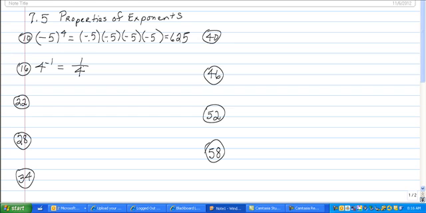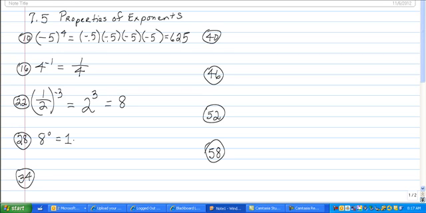22, we have 1/2 to the negative 3. Again, the negative exponent means take the reciprocal and raise it to the positive power, so we have 2 to the 3, which would be 8. In 28, we have 8 to the 0. By definition, any number other than 0 to the 0 power is equal to 1.